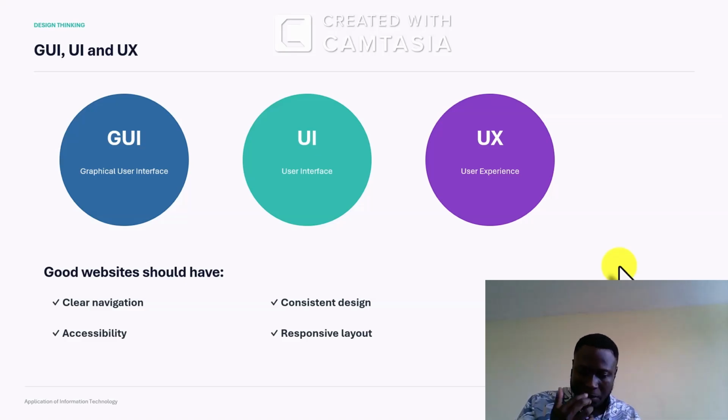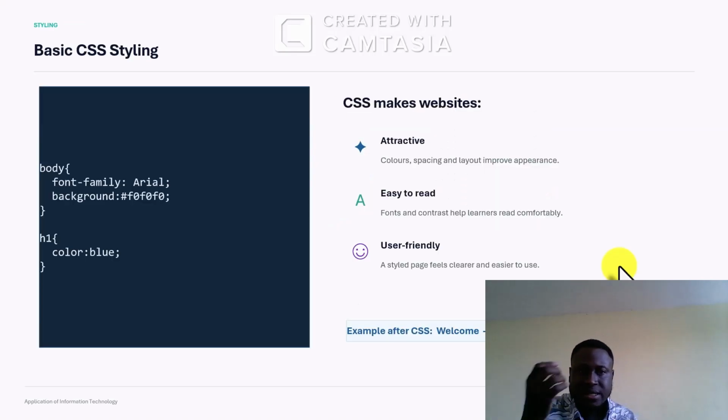All right. The next one is basic CSS styling. So here, as you can see, the HTML provides the structure. The CSS provides the style. All right. So this is the structure of the CSS styling. We will come to coding the next time we do it.